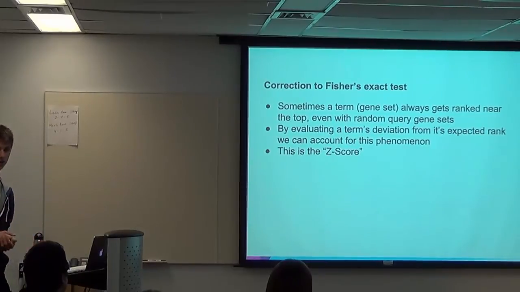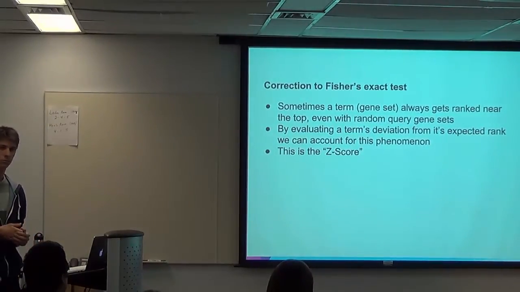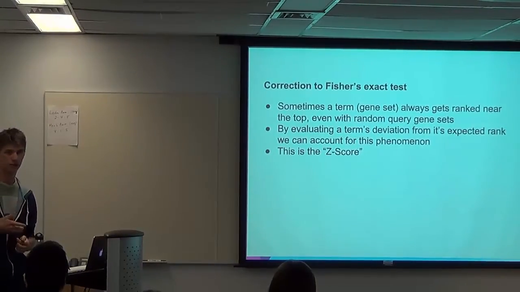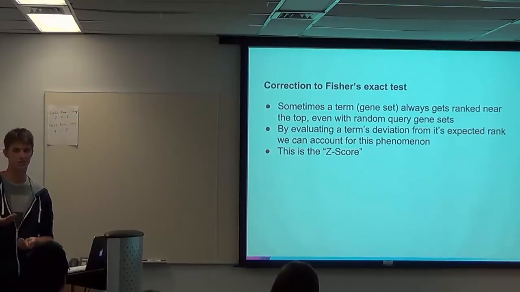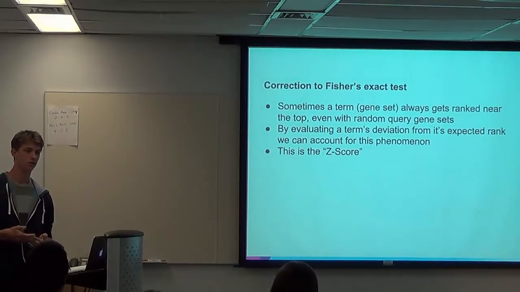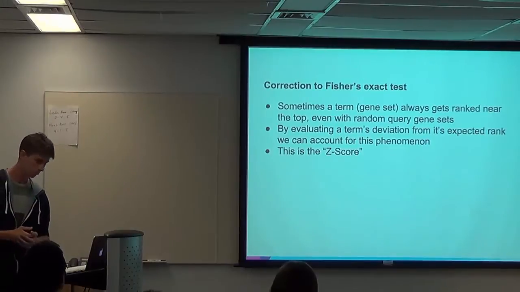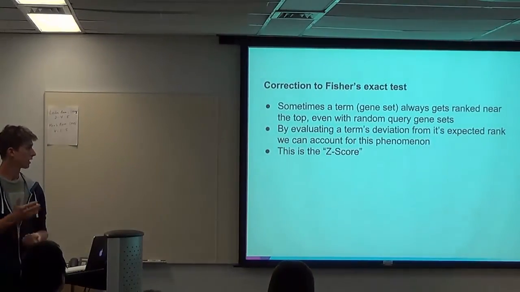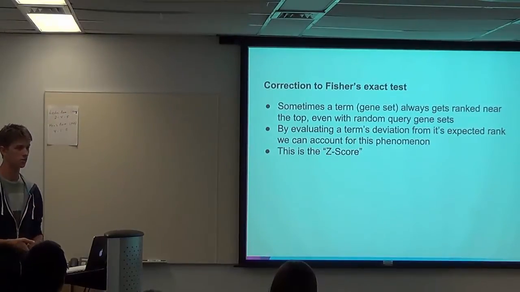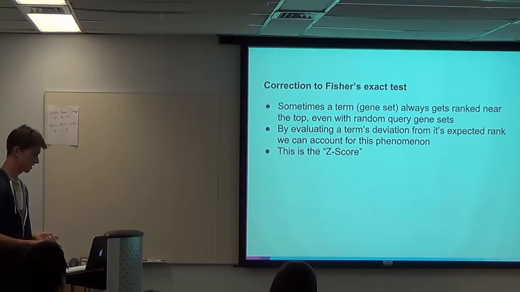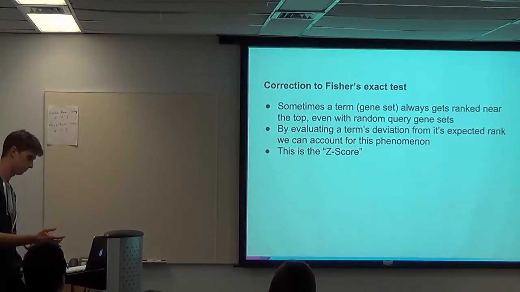We also provide a correction to Fisher's exact test, where we've found that some gene sets are consistently ranked high regardless of the input query gene set. To correct for that, we pre-calculated the expected rank using random query gene sets of our database gene sets, and then calculate the deviation from this expected rank when we do our analysis. And so this we call the z-score.